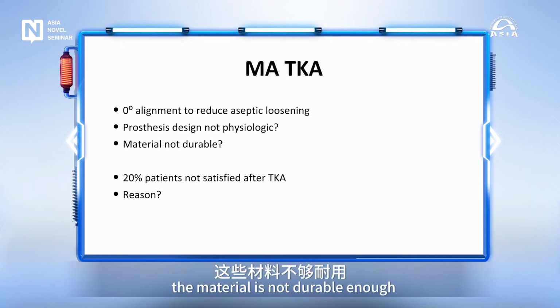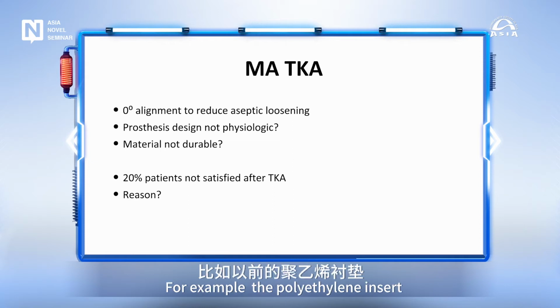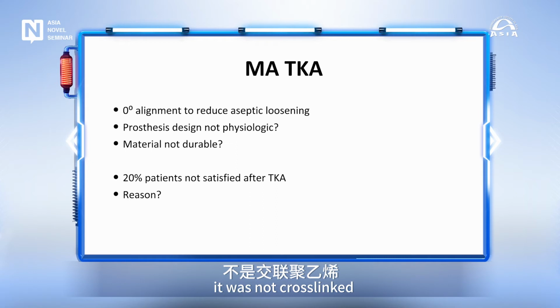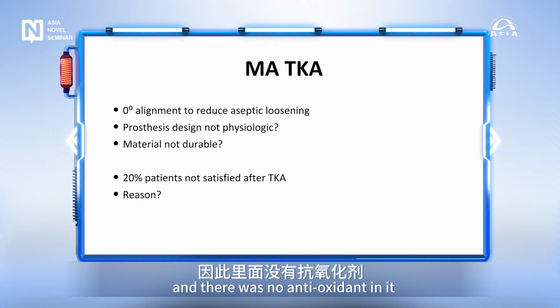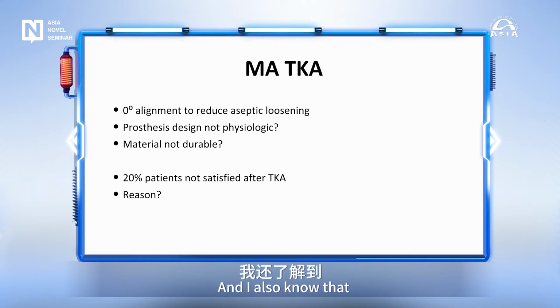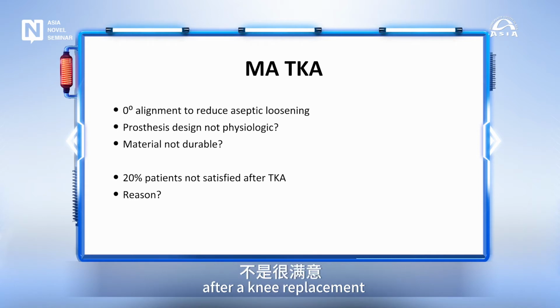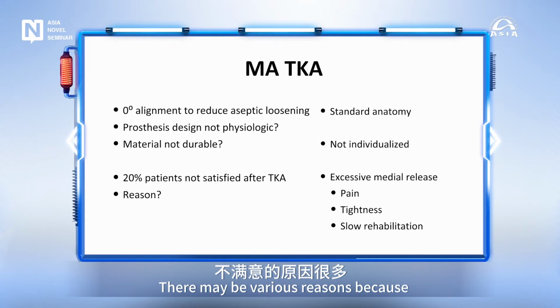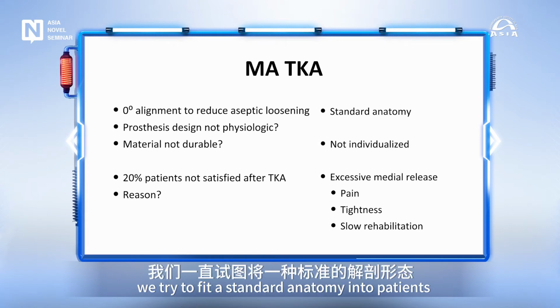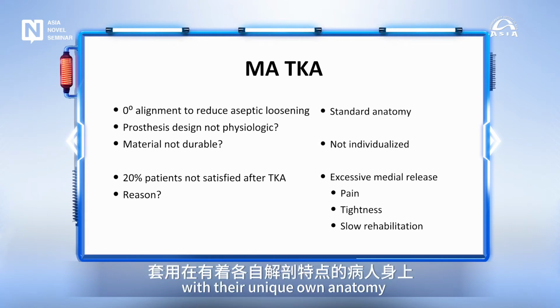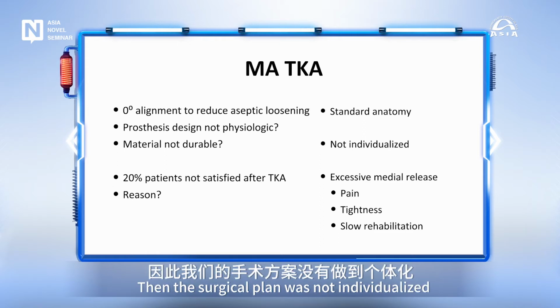And maybe in the past, the material was not durable enough. For example, the polyethylene insert was not cross-linked. There was no antioxidant in it. And we also know that 20% of these patients were not satisfied after a knee replacement. There may be various reasons, because we try to fit a standard anatomy into patients with their own unique anatomy. Then the surgical plan was not individualized.